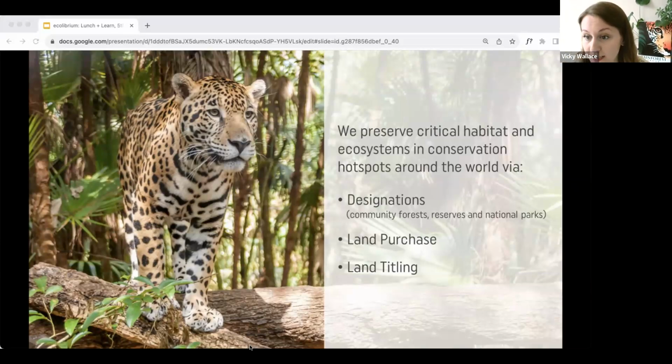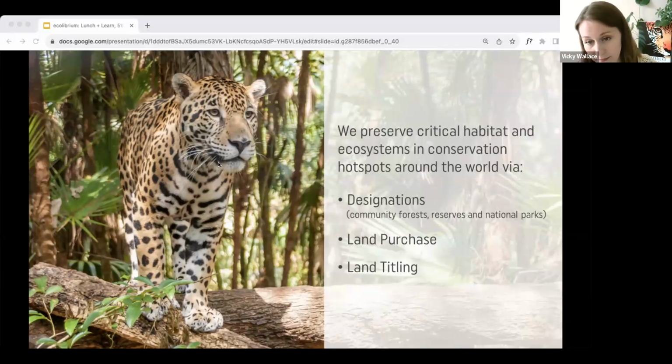The first is through designation. That's where we're making a new national park, a new reserve, a community forest, where there are legal restrictions on what can and can't happen in the area. We can also directly purchase the land. Where we're funding land purchases, it's not Rainforest Trust purchasing the land, but it's actually local conservationists who will then own the land and they will manage it as a private reserve long into the future.